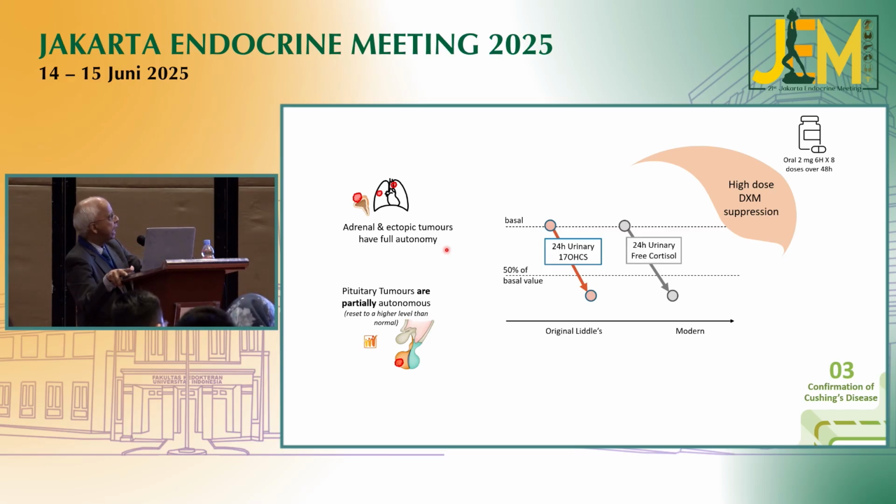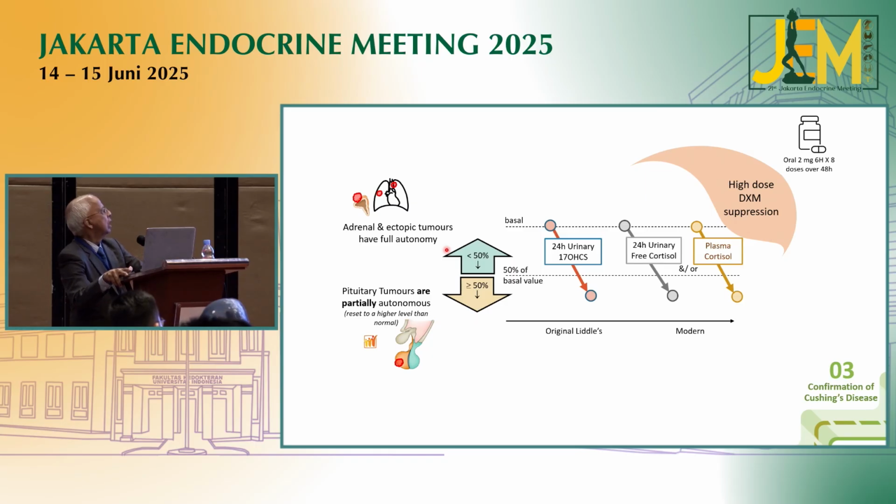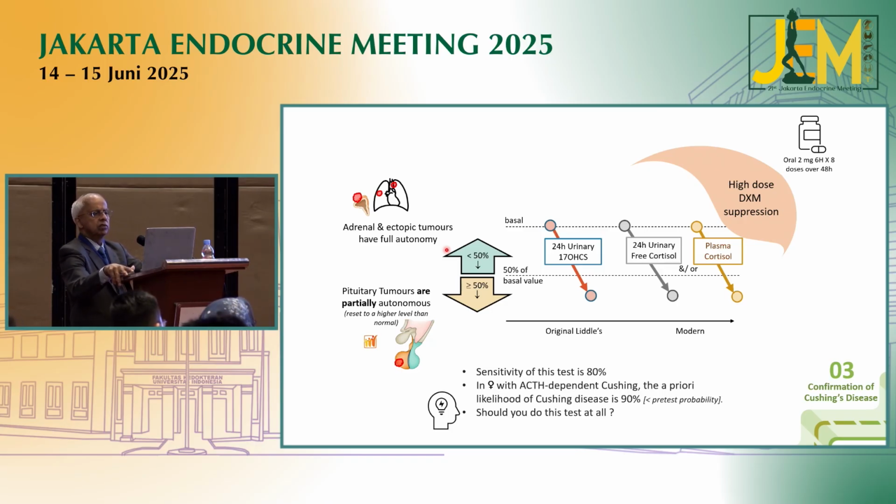They changed it to the urinary cortisol, and now people talk about plasma cortisol, and some shorten it to the 8 milligram overnight dexamethasone suppression test. Anything more than 50% suppression, we tend to diagnose pituitary, less than 50% adrenal or ectopic. But this test is only 80% sensitive.